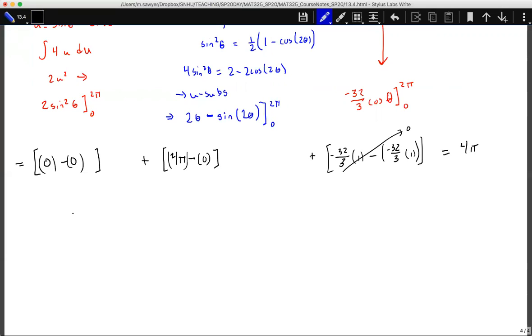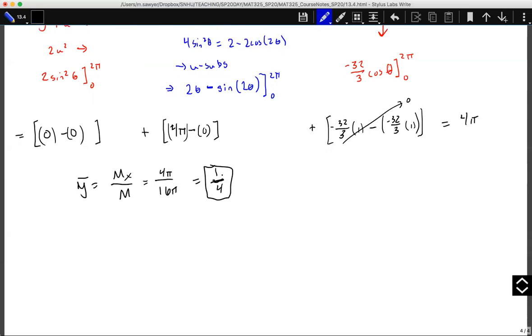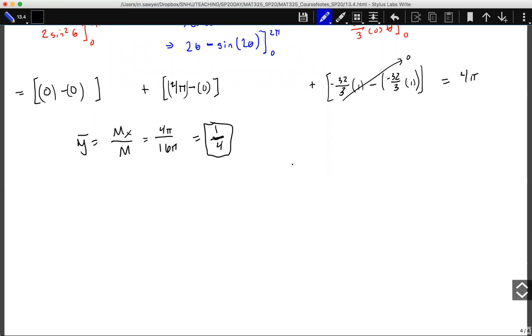So that means we were calculating the moment about the x-axis, so y bar, which is the moment about the x-axis over the mass, is 4 pi over 16 pi, which gives us 1/4. And since this is a symmetric disk and our density function is symmetric, by symmetry, and you can check this as well, x bar is equal to y bar, so that means our center of mass is 1/4, 1/4.